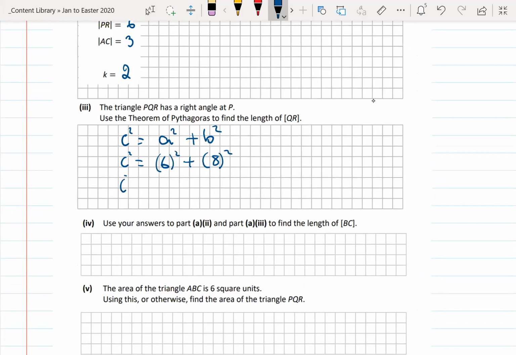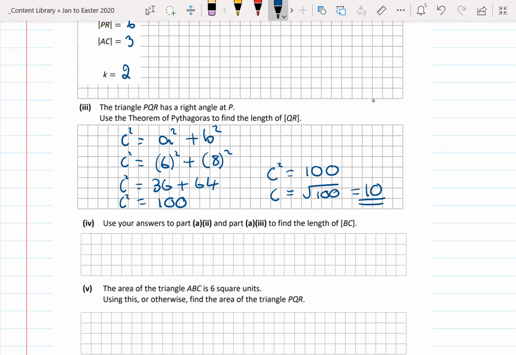Okay, squaring these. 6 squared is 36, 8 squared is 64. Add them together, we get 100. So C squared is equal to 100. C is equal to the square root of 100, which is 10.